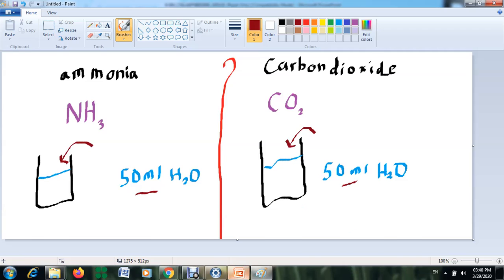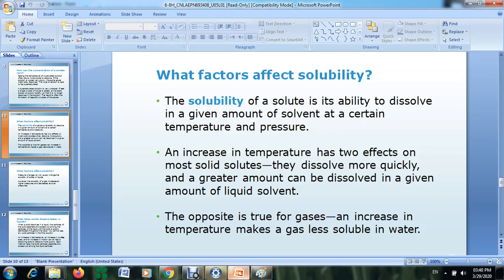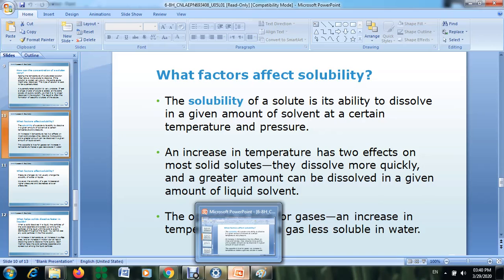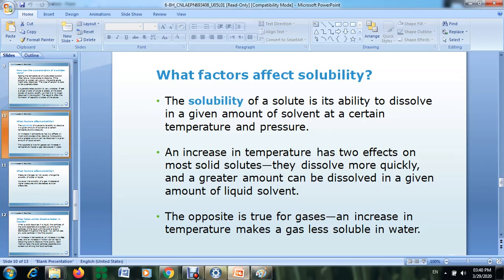Okay, so here for the solubility, as we said before, some substances have different solubility. Some substances do not dissolve in water. The substances that do not dissolve in water are called insoluble substances. Now we want to talk about the factors. What are the factors that affect the solubility? Let's talk about the main two factors first. The main two factors that affect the solubility.